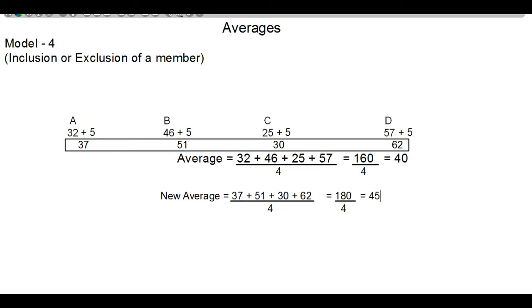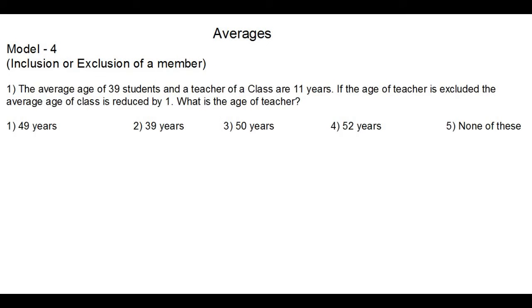So the point here is, whenever each of the elements is increased or decreased by a particular value x, the average also gets increased or decreased by the same value x. Let us now take an example based on the model that we have just discussed.